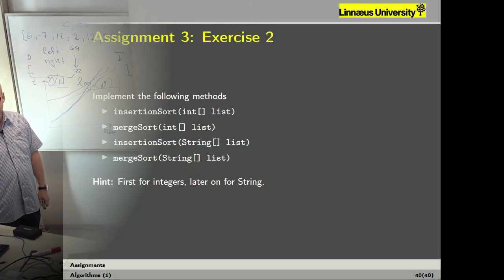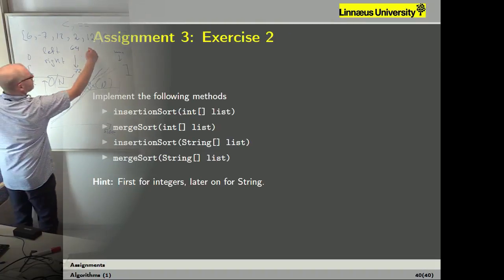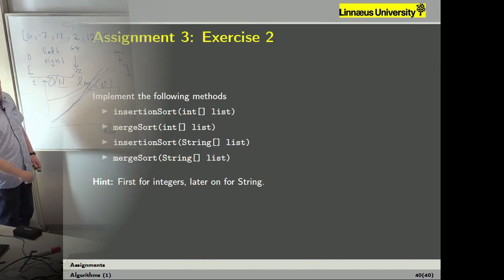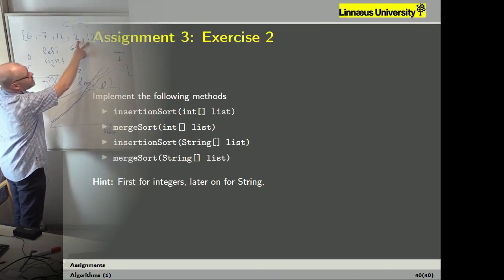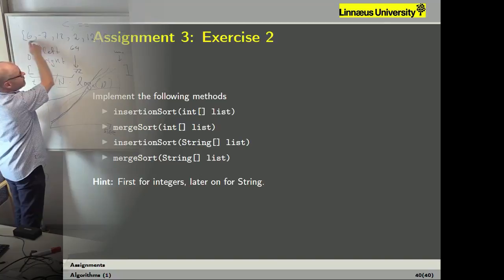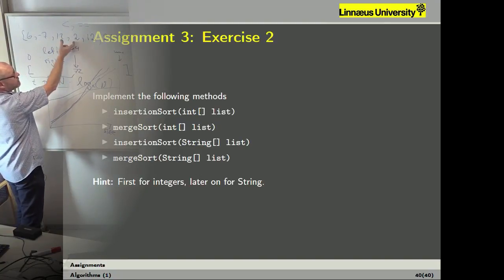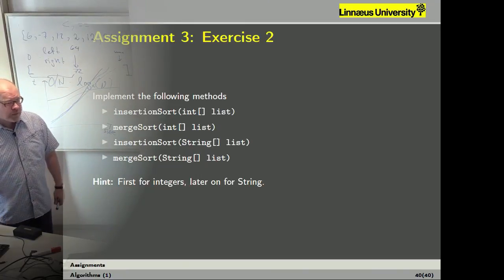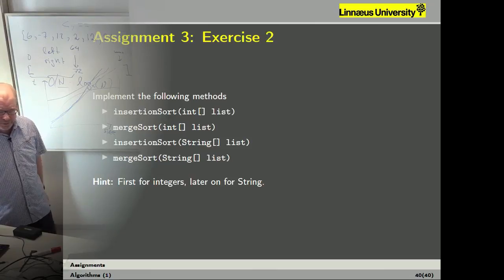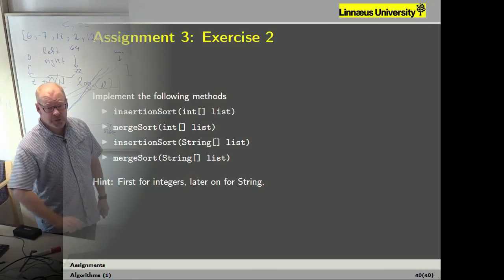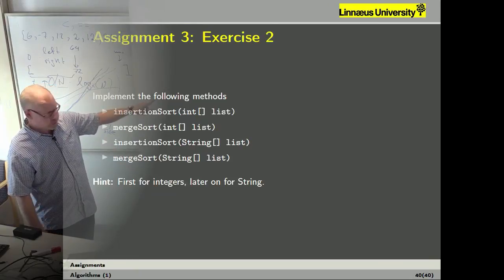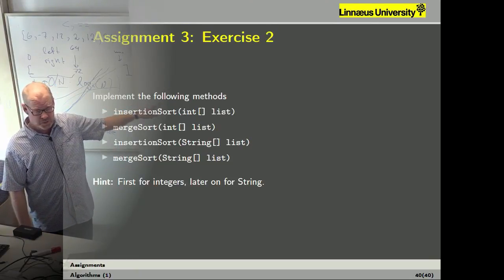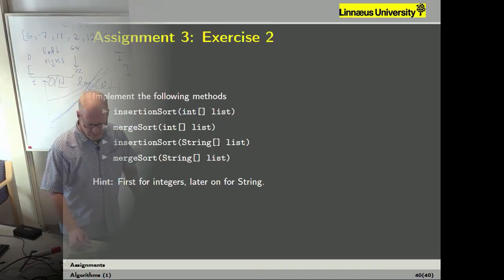Do you remember insertion sort? What was the basic idea of insertion sort? Swap backwards is my idea. Compare it with the previous one. If this one is smaller than the previous one, then you swap places and you find its position in this approach. So that was insertion sort. Insertion sort, merge sort, and the first one that I presented was selection sort. That's it.